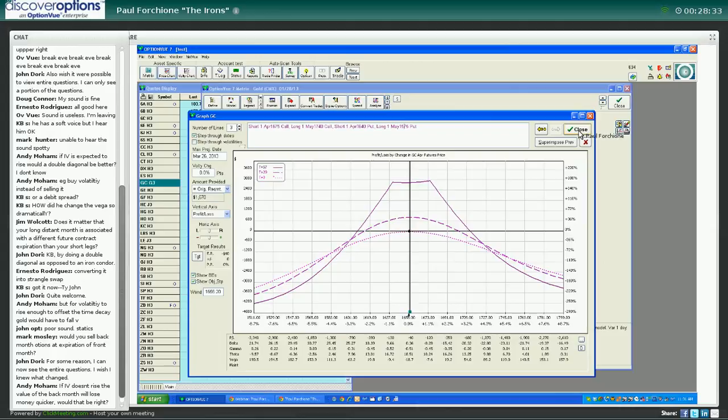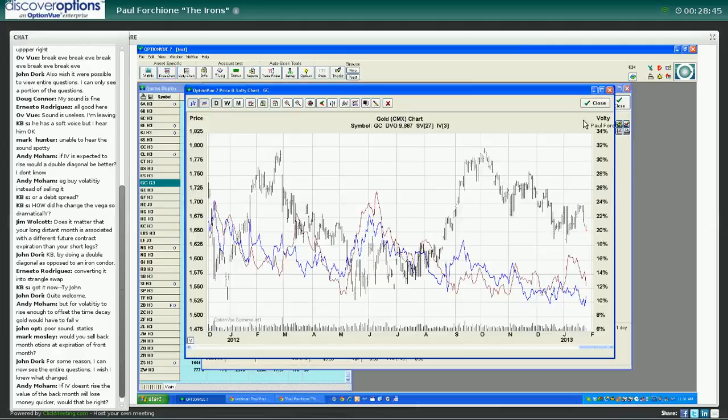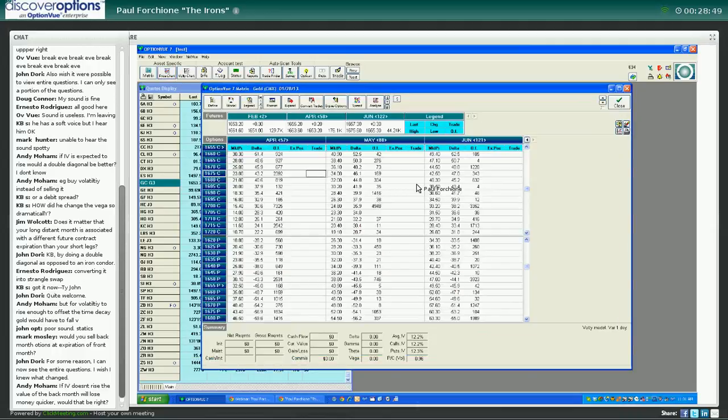Now, I did want to get into not just putting on these types of positions when you're neutral, but if you have a directional bias starting out. Because we did look and we saw that gold is in a downtrend. So you may want to put on this trade with a negative bias, with a downward bias.